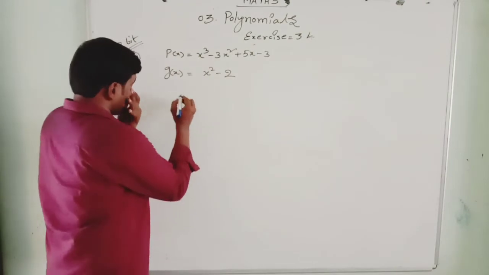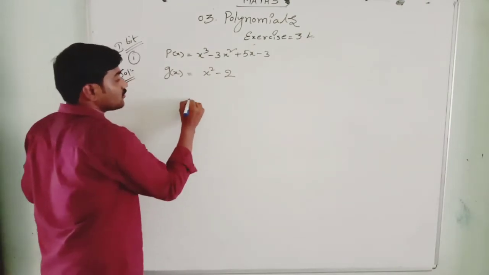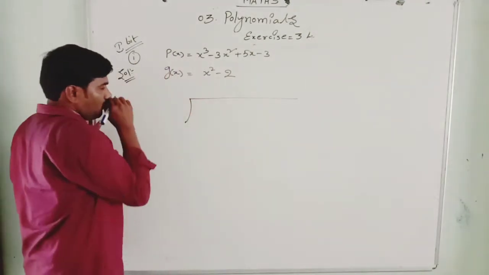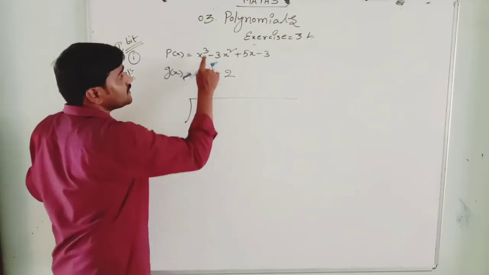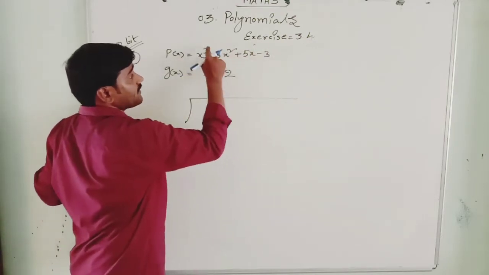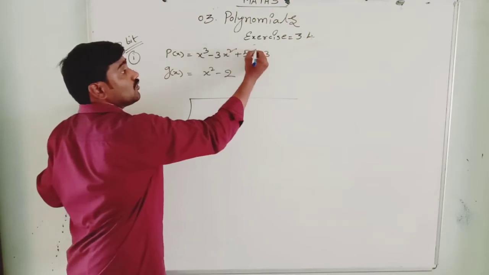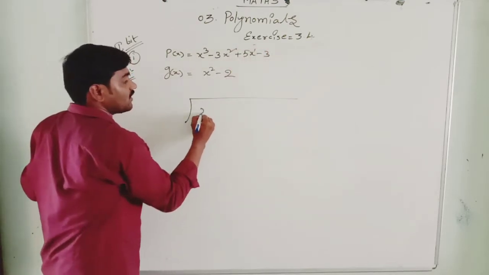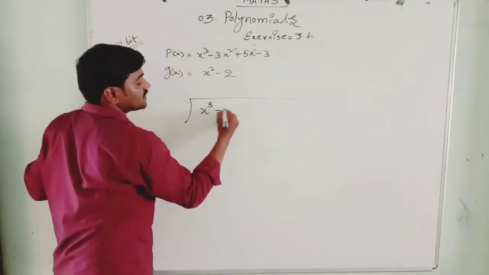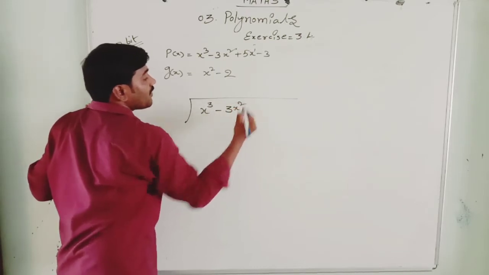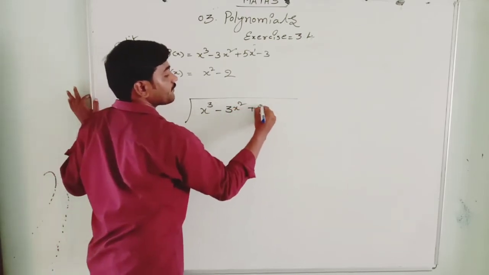Let us divide, children. For the division, as you know, first write the p of x. The degrees should be in order: the degree is 3, 2, 1 and constant. This we have learned in the 9th class only. You can see the divisions of polynomials in the 9th class.